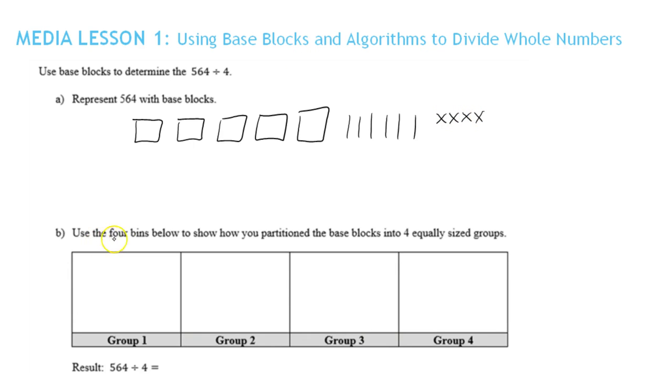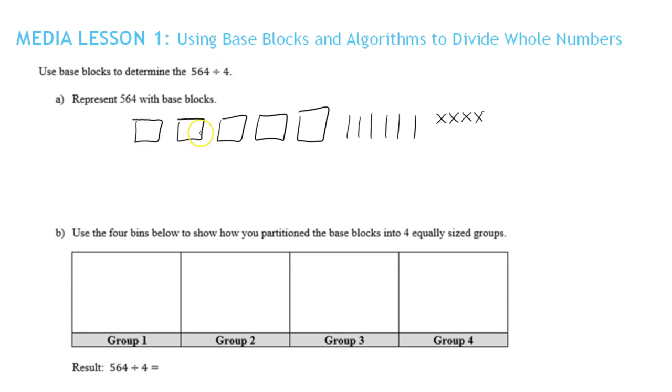Now we're going to use the 4 bins below to show how we partition the base blocks into 4 equally sized groups. So we're going to use the fair sharing model. We don't want to think of how many 4s are in 564. That could take us a while. Instead, we're going to break 564 into 4 equally sized groups.